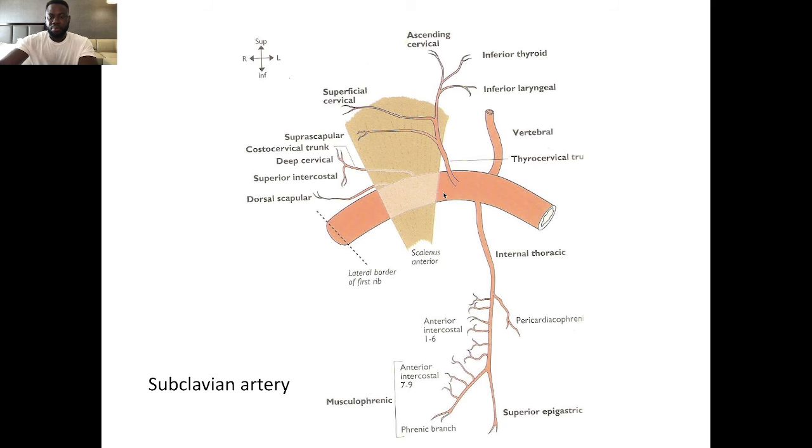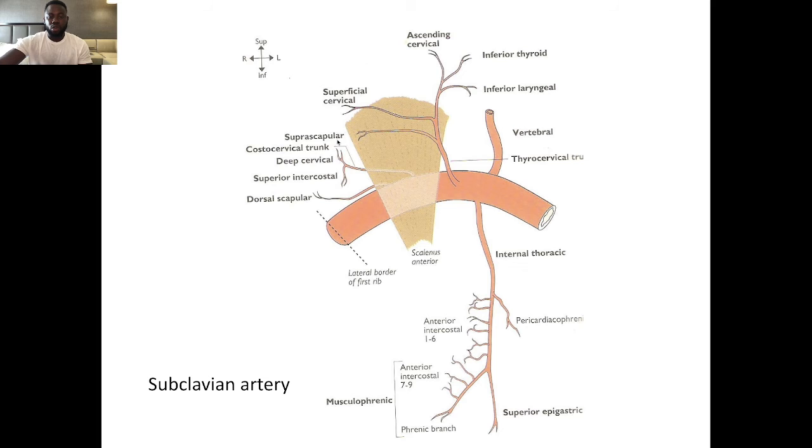Probably I didn't finish all the branches. So this is the ascending cervical branch. It goes along, so we said it was here. So this ascending cervical goes up the neck. That's why we call it ascending cervical. And then when it goes, it gives us the inferior thyroid artery, and then also gives us the inferior laryngeal. So as it ascends up, it gives us the thyroid and also the inferior laryngeal branches.